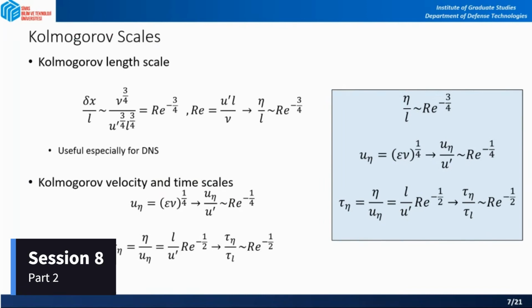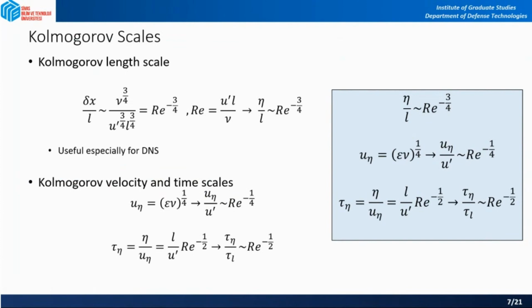Okay, this is the second part of this lecture 8 that I had to make asynchronous for you. If you remember, I said that we come up with three equations right now. These three equations: this is for the length scale, the Kolmogorov length scale. This is for the Kolmogorov velocity scale, and the third one is the Kolmogorov time scale.